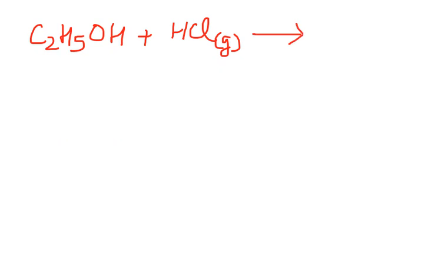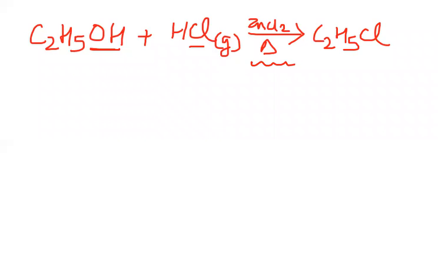Now, ZnCl2 is used in the Lucas test also. So with ZnCl2 and heating, it is going to release the OH and the Cl will take its place. So H2O will be given out and C2H5Cl will be formed. Now, if you look at the conditions of the reaction, in the case of secondary alcohol, heating is not required. And in the case of tertiary alcohol, the reaction happens easily.